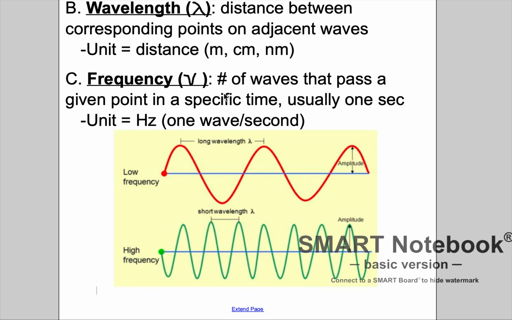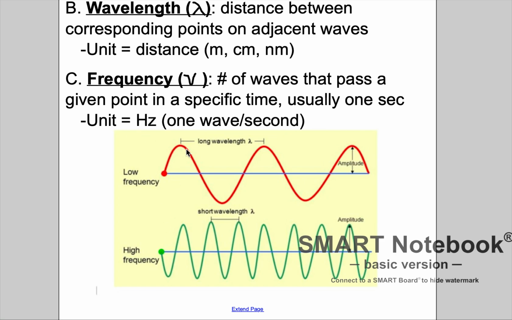Frequency is the number of waves that pass a given point in a specific time, usually 1 second. If it's 1 second, then we use the hertz. So how many waves pass through that point in 1 second? A 500 hertz wave means that 500 waves pass through that point in 1 second. Okay, so that's kind of how that's measured.